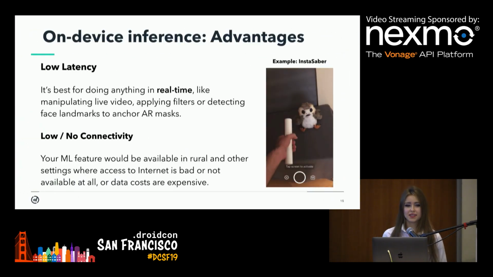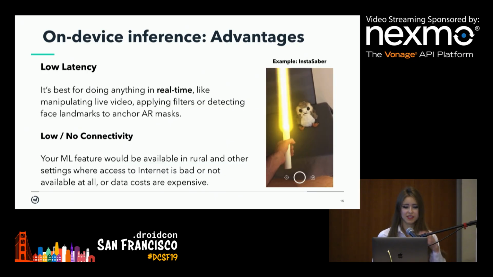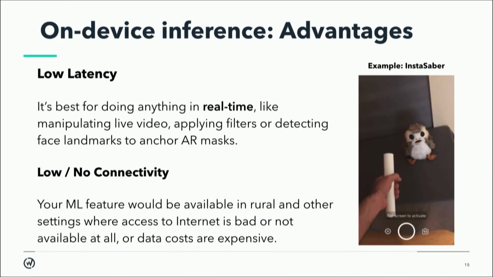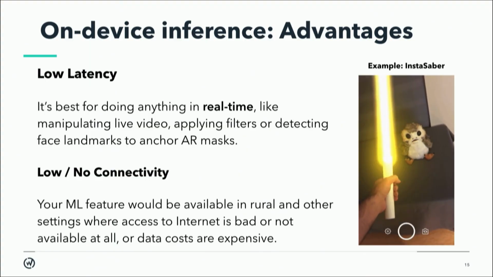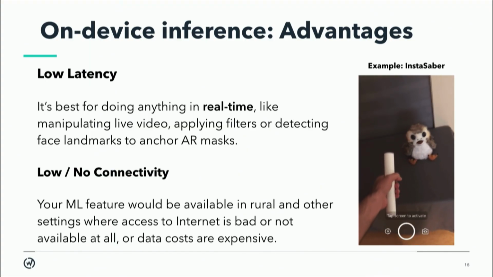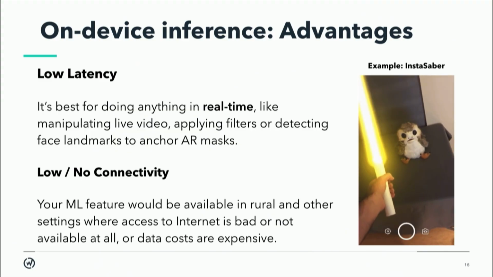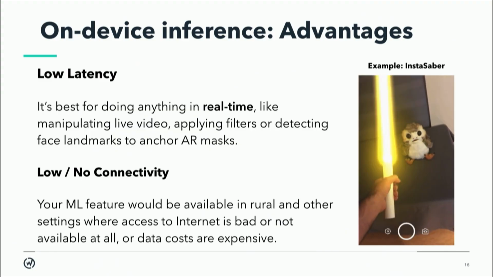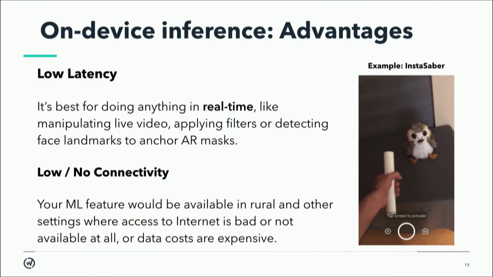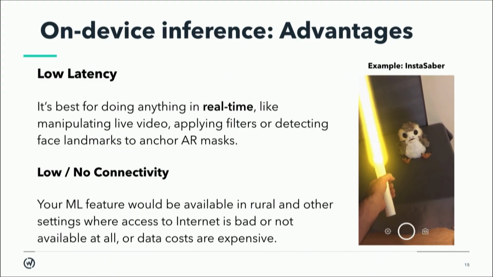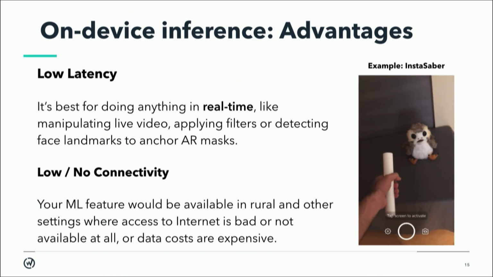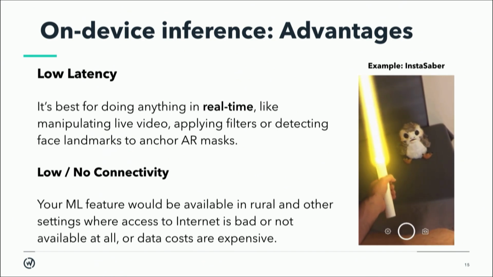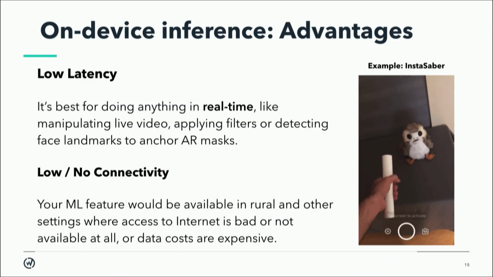Looking closer at on-device machine learning, there are some obvious advantages. If you're working with some kind of real-time processing, like, for example, you're manipulating a live video, or you're doing something with augmented reality, like, for example, this InstaSaber app is a pretty fun example, you would want to use on-device machine learning there. And there are issues with connectivity, which unfortunately, there are still a lot of places in the world where access to internet is not available at all, or it's bad, and we want to account for that user segment as well.